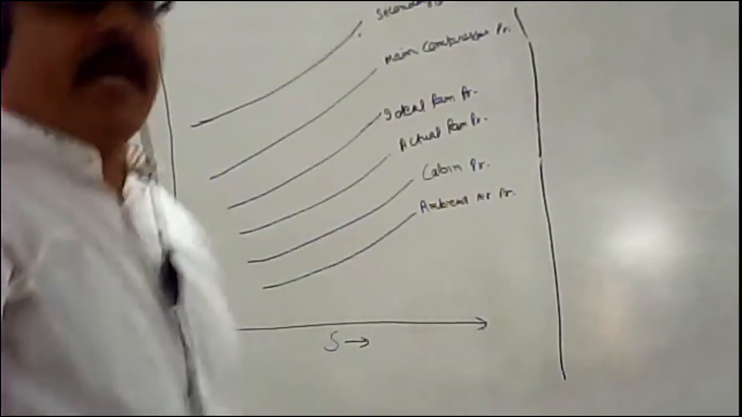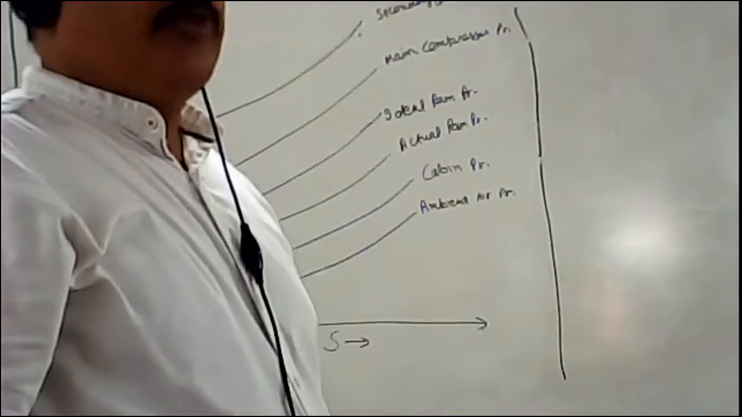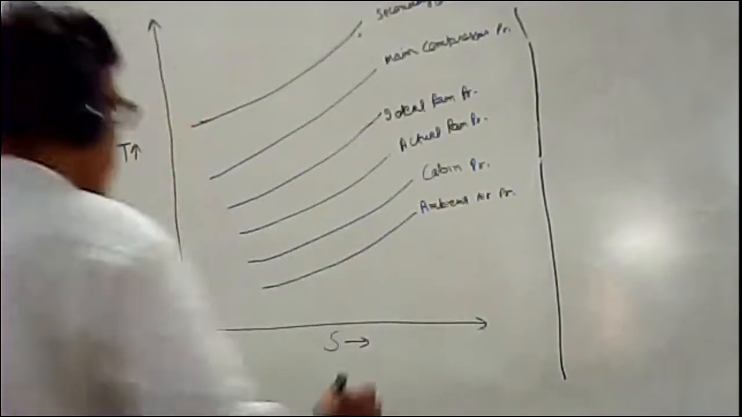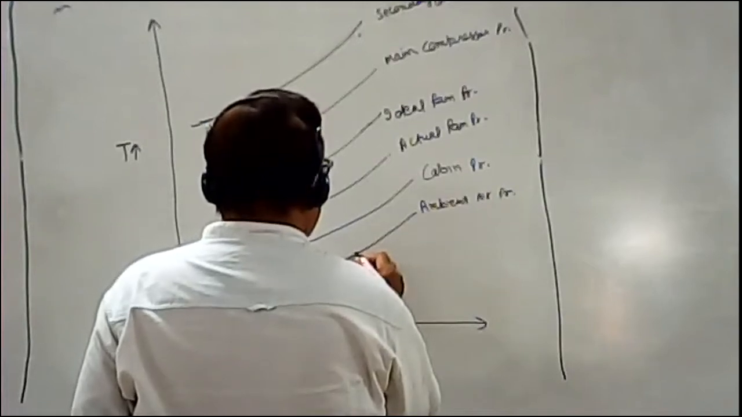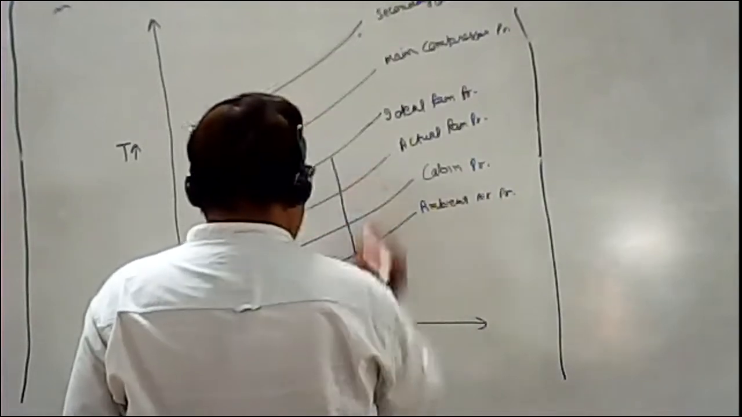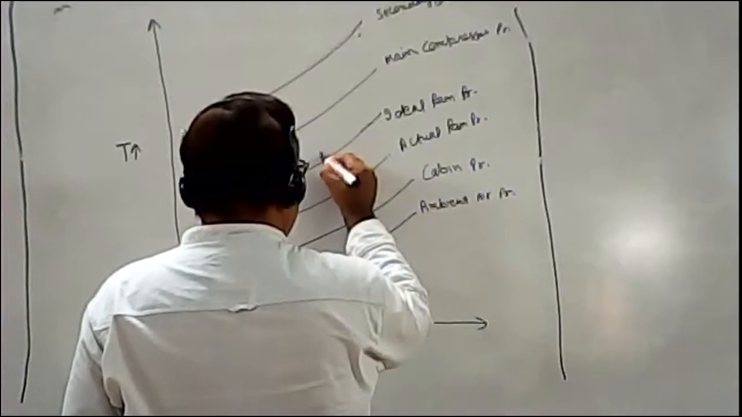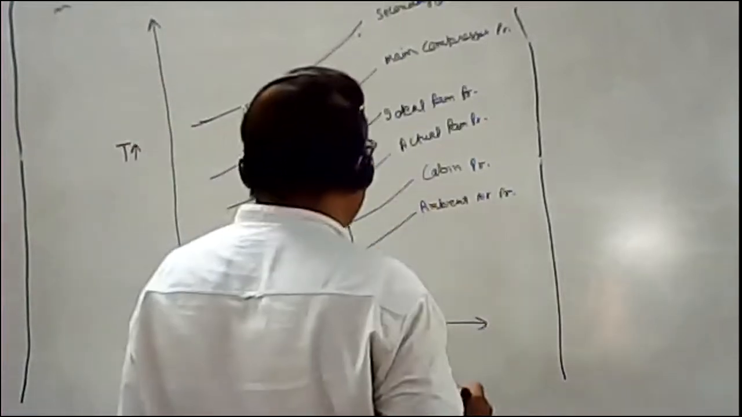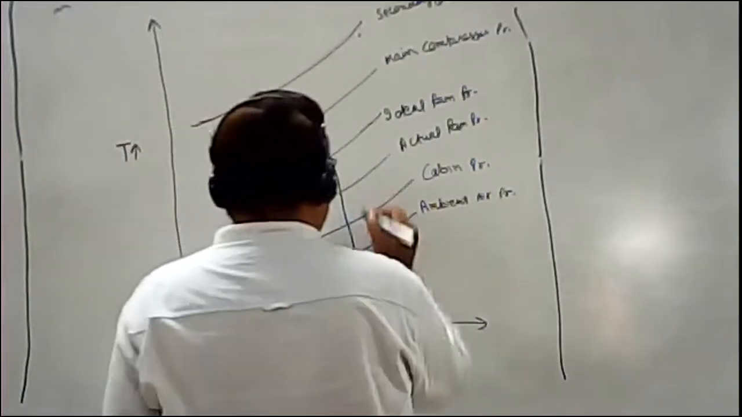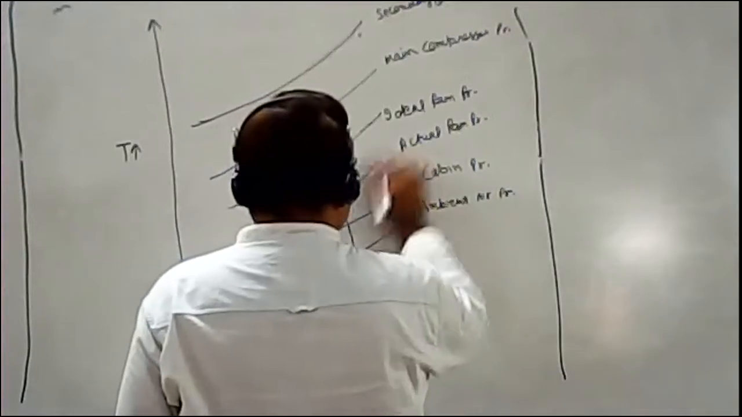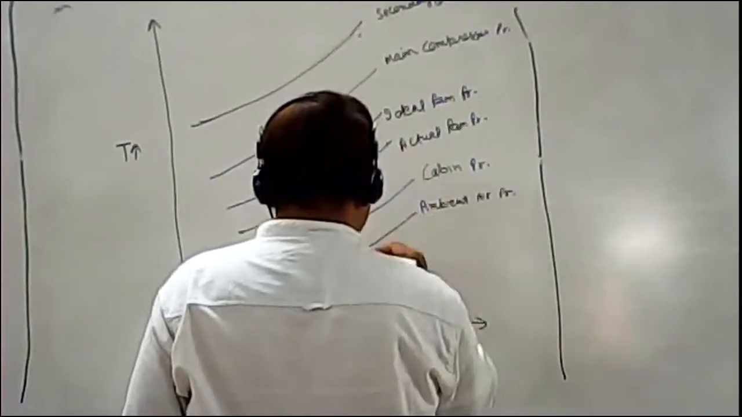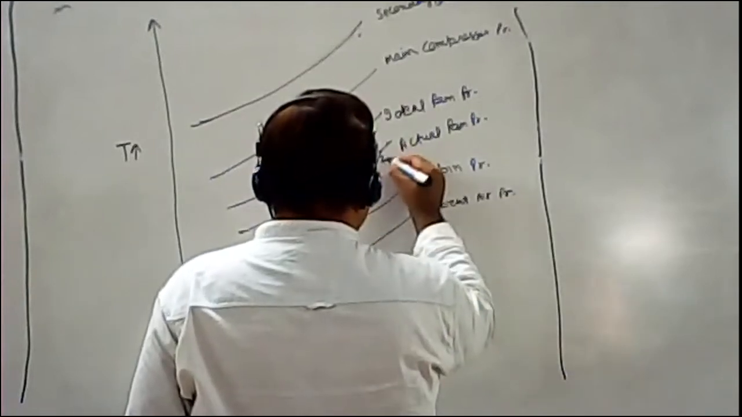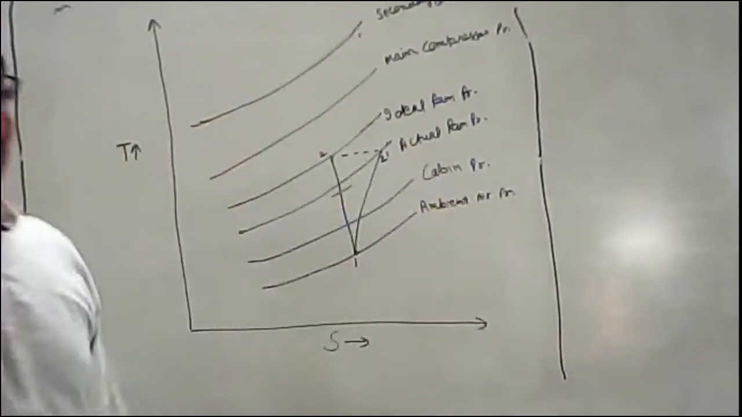Number one, we have ambient air, through which air is entering inside the jet. When it enters, its pressure and temperature both get increased from 1 to 2. But in actual, it will increase up to this, 1 to 2 dash, the actual ram pressure.